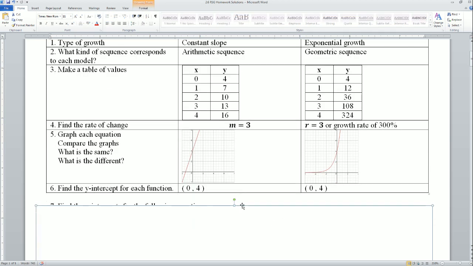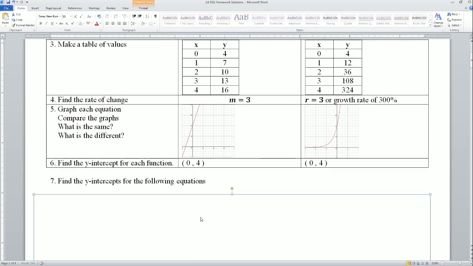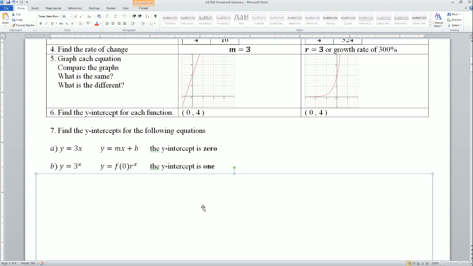Alright, next, that's what 6 is. It just asks for what is the y-intercept. Notice all of them is (0, 4) because the y-intercept is a point. That's why I wrote it as an ordered pair. Okay. Next it says find the y-intercept of the following equations. Y equals 3x, so I see that as y equals mx plus b. There's no b term here, so the y-intercept is actually 0. For y equals 3 to the power of x, I notice that the y-intercept here is 1 because what is out in front here is a 1, right? That is what the 0 term is, the f of 0.